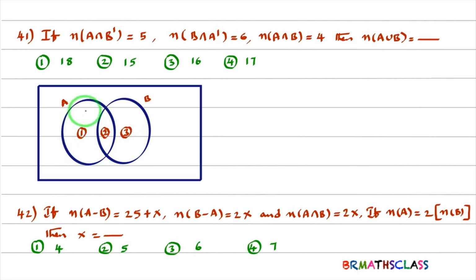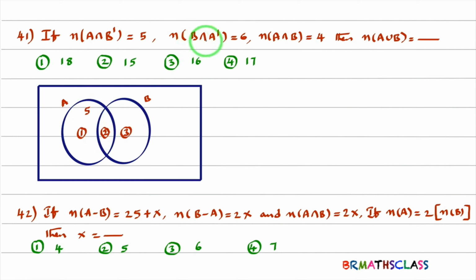Okay, what is the first part? The first part is A only. You observe here A intersection B dash. A intersection B dash means A but not B. We know that B dash means not B. A intersection B dash means A but not B. So N of A intersection B dash is the first part. What is the first part? N of A intersection B dash is given as 5. This part is given as 5.